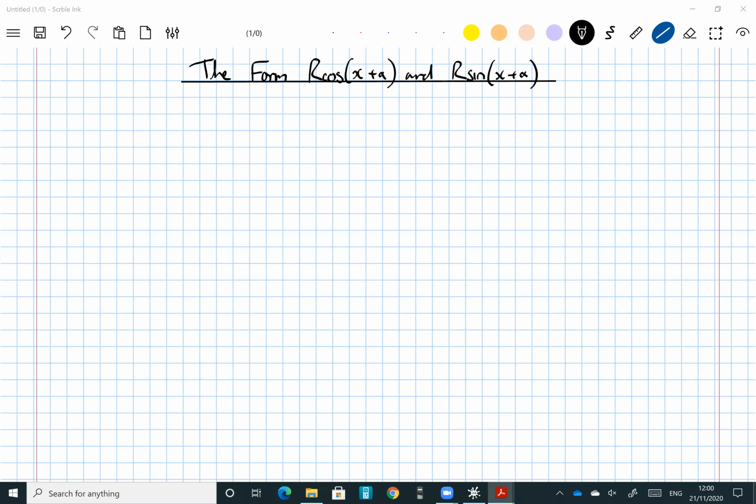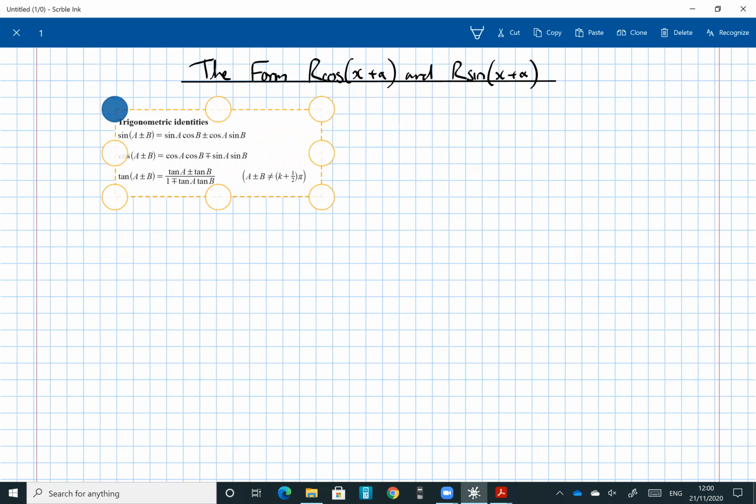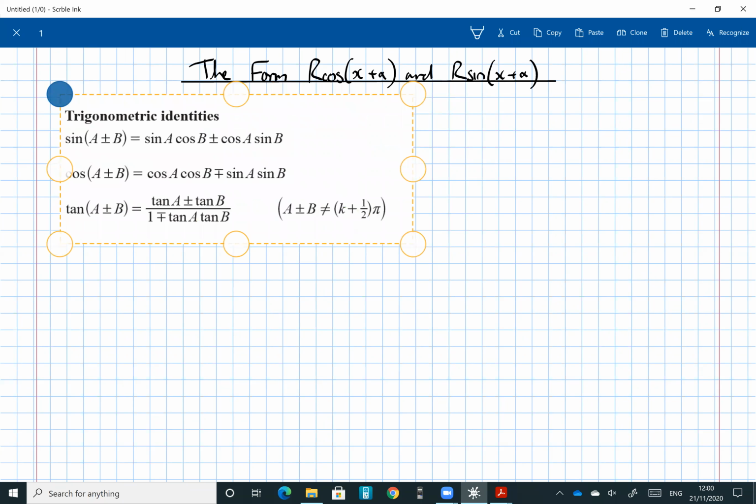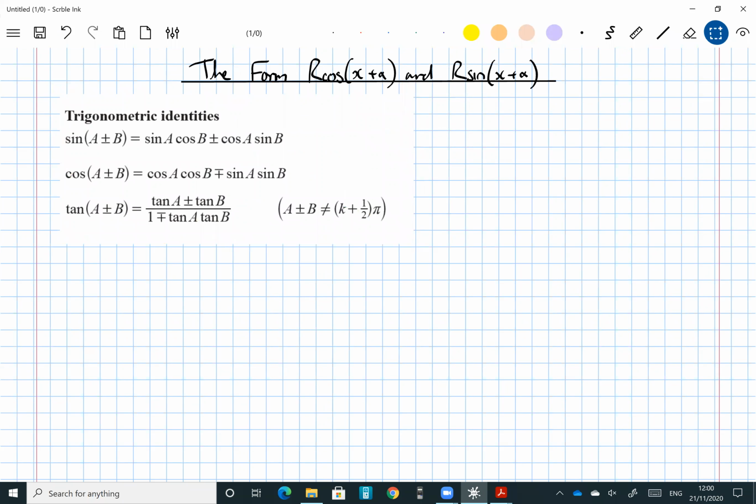Today I just want to go through the form r cos of x plus alpha and the form r sine of x plus alpha, getting trigonometric expressions into those forms. The key formulae that we need to know we've already introduced in the compound angle formulae section. So there they are there.